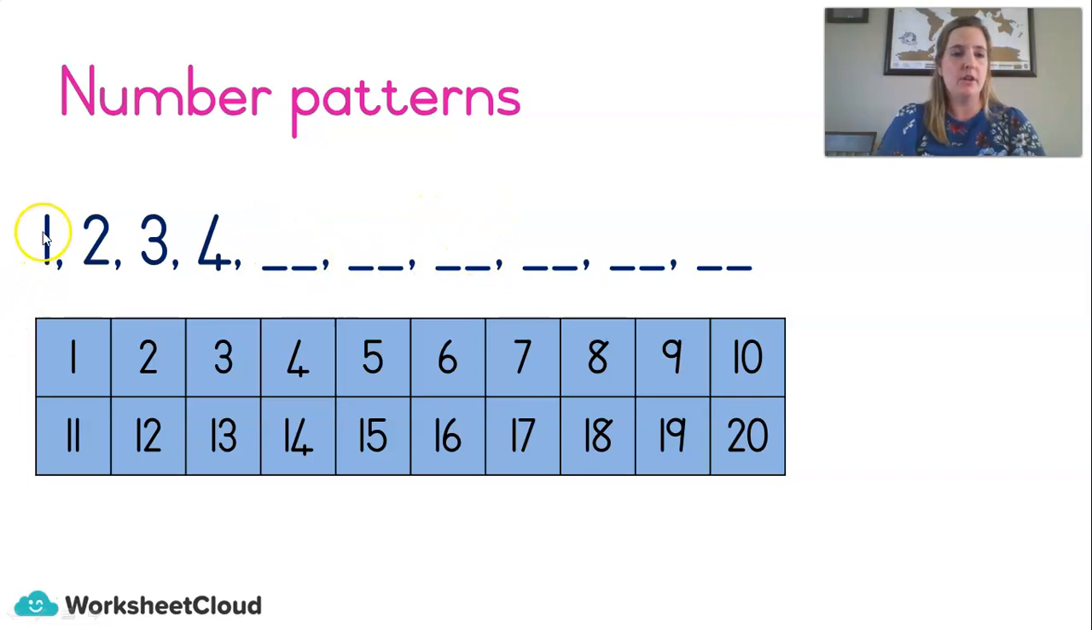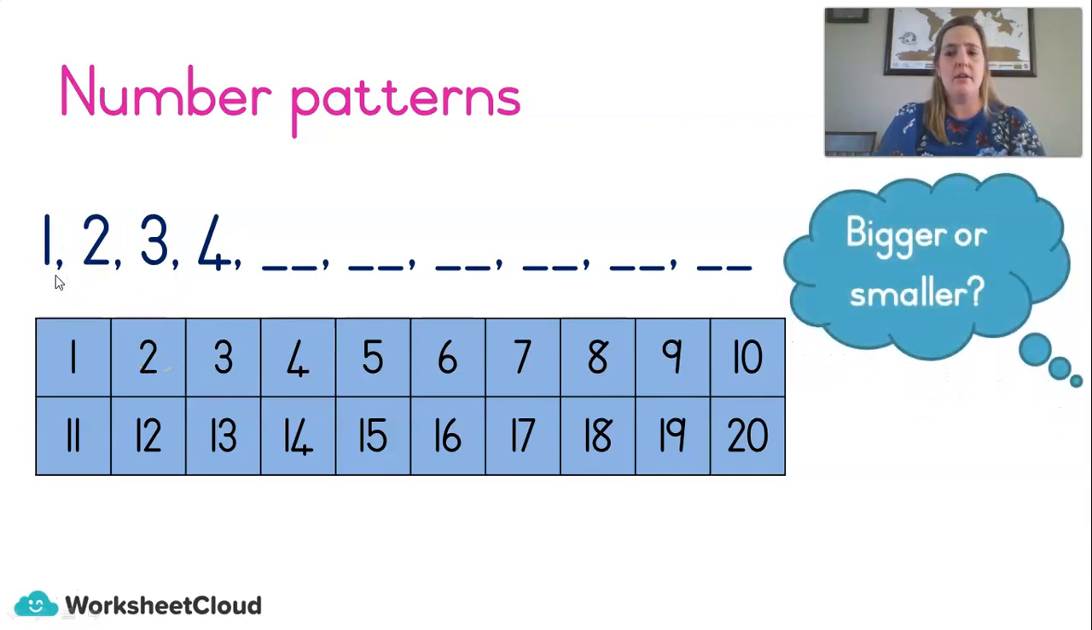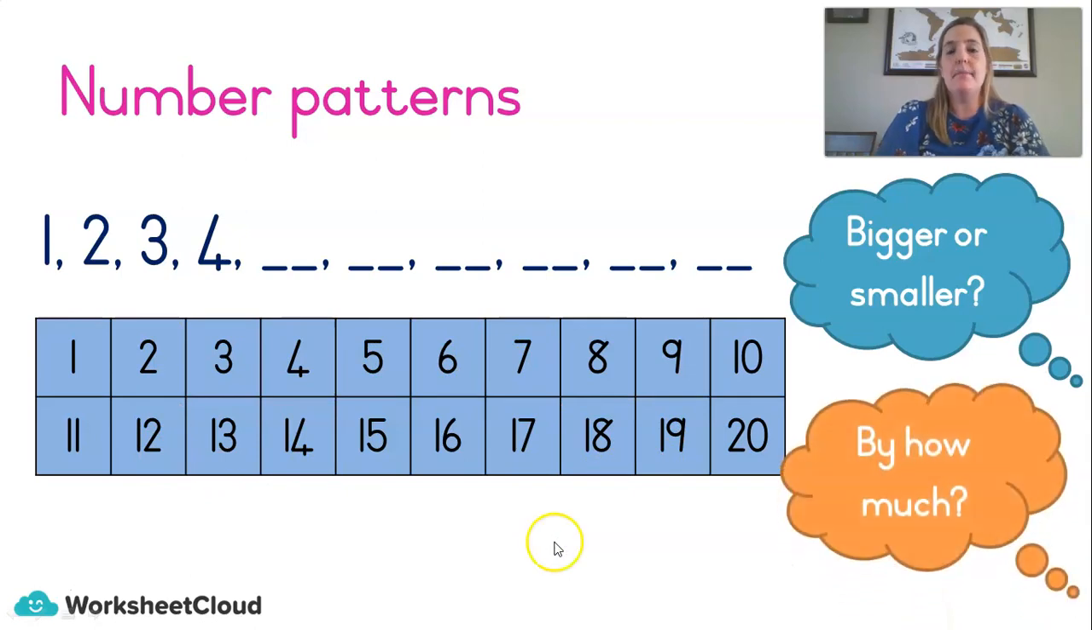So we've got 1, 2, 3, 4. What will those be? The first question we ask ourselves is, are the numbers getting bigger or smaller? In other words, are we going up, up, up? Are we counting forwards? Or are we counting down, down, down, backwards? So let's look here. Are the numbers getting bigger or smaller? 1, 2, 3, 4. That's right, they're getting bigger. And the second question we ask ourselves is, by how much?